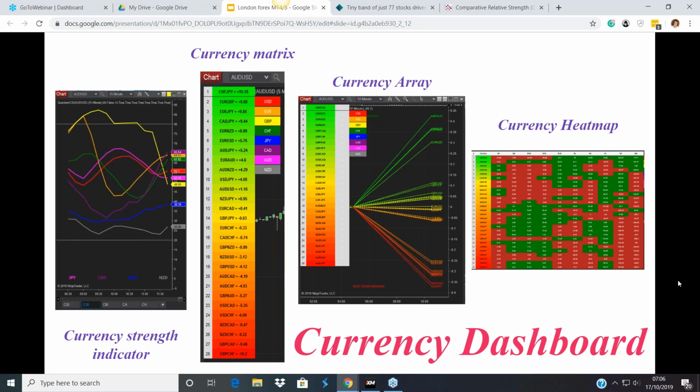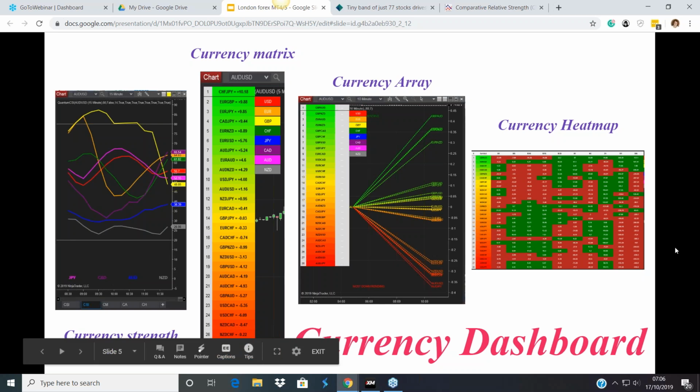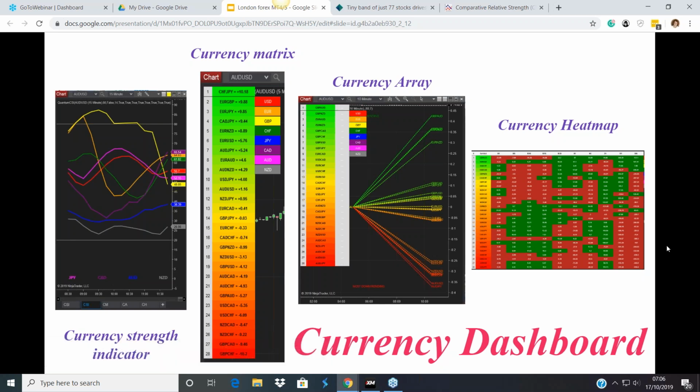But we always start by deconstructing the pairs into their individual components, and this is where we use a currency strength indicator. It's actually almost a currency flow indicator, because it tells us, for example, whether the market is buying the British pound or selling the British pound, and then we look at the other indicators. We've got the matrix, the array, and a currency heat map to tell us which pairs are actually moving at any given time.